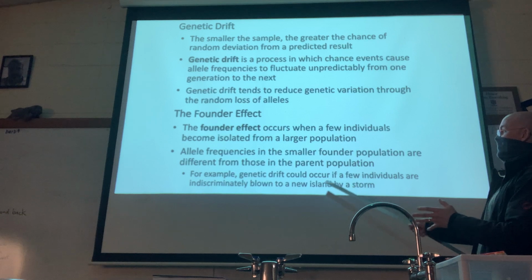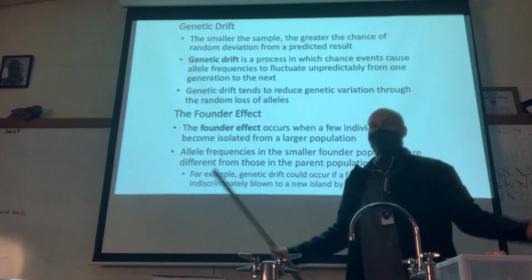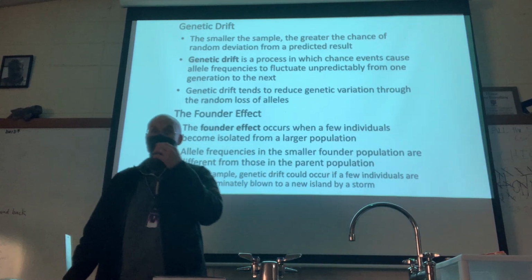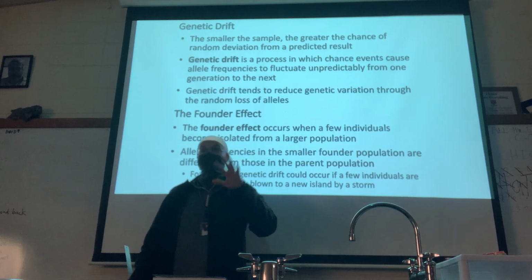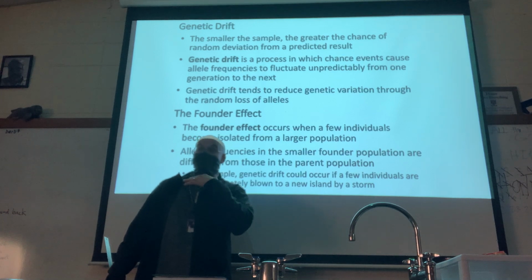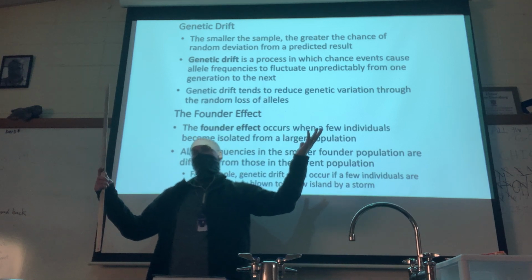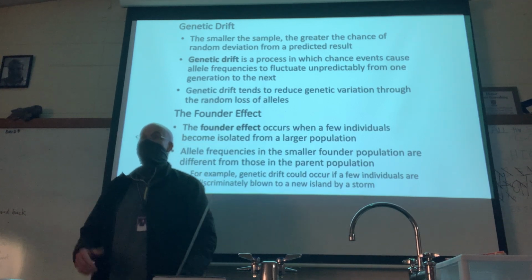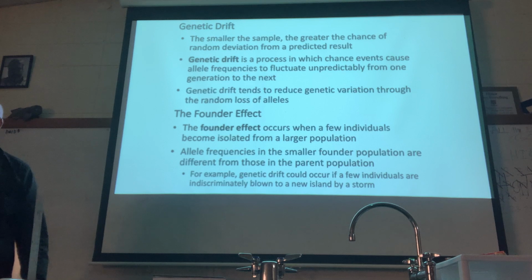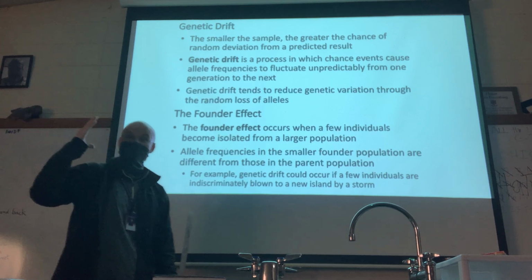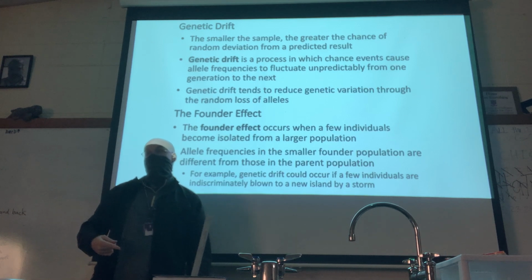And in their example here, they literally talk about individuals indiscriminately blown to a new island. That's kind of what happened with the Galapagos. The Galapagos Islands are very weird, and we think a lot of the creatures and plants that got there just got blown out to these islands in a hurricane, or flew off course on some migration pattern and ended up at these islands and just started the populations there. That's the founder effect. That can have an effect on what the population looks like that really might not have much to do with natural selection.